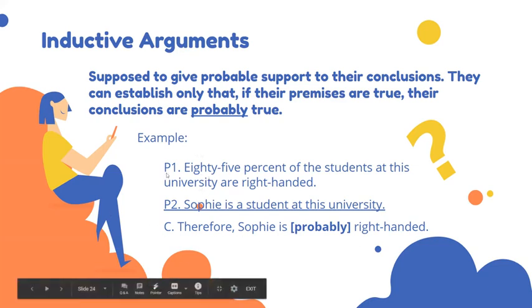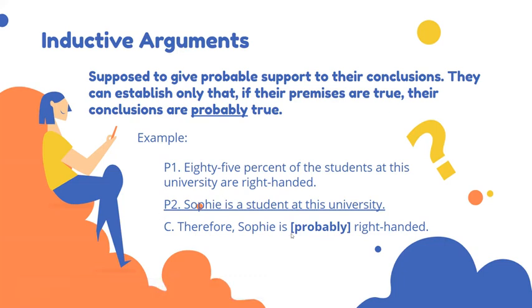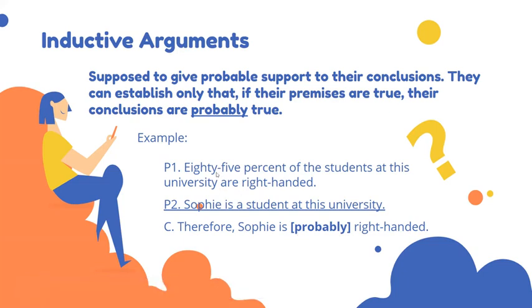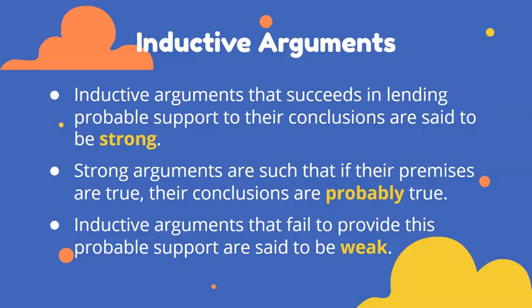So notice the difference between this kind of argument and a deductive argument. In this case, it's only probably true that Sophie is right-handed. I mean, given that 85% of the students are right-handed, it's very likely that she's right-handed, but it's possible that she's part of the 15% who are left-handed, or 10%, or whatever it is, right? So this argument doesn't preserve the truth the way that deductive reasoning and argumentation does, but it can only make it more probable. So inductive arguments that succeed in lending probable support to their conclusions are said to be strong. We don't call them valid or invalid. We call them strong or weak. So strong arguments are such that if the premises are true, their conclusions are probably true. They don't actually have to be true, just that assuming that they are true, does it lead to a probably true conclusion? And inductive arguments that don't do that, that don't provide probable support, are said to be weak.